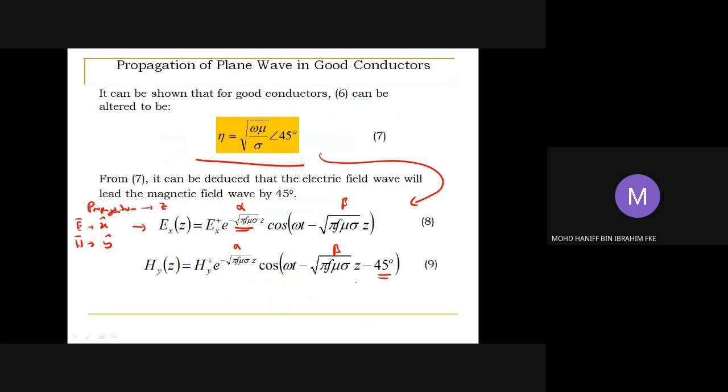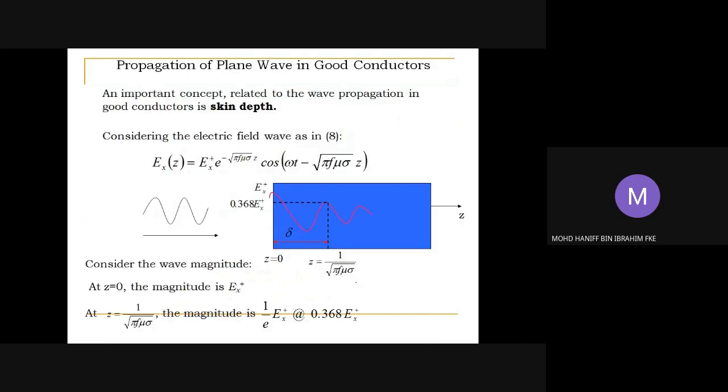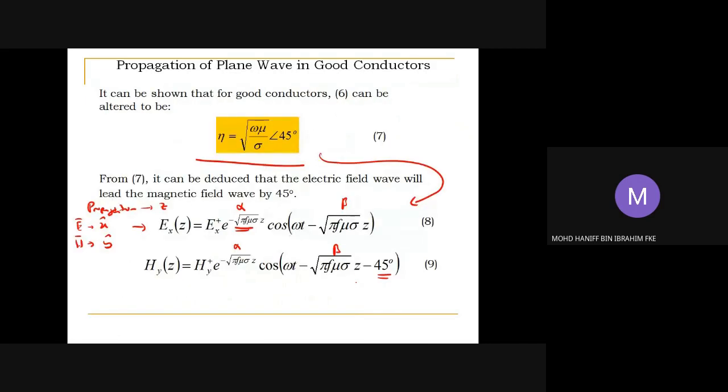Any questions for this explanation on the wave behavior in a good conductor so far? No? Yeah. So basically, it's similar to lossy dielectrics behavior, but the difference will only be in the simplified versions of alpha, beta, and also the impedance.